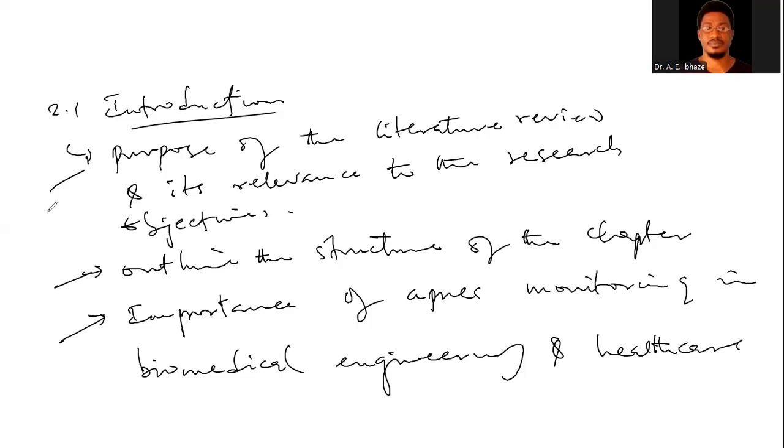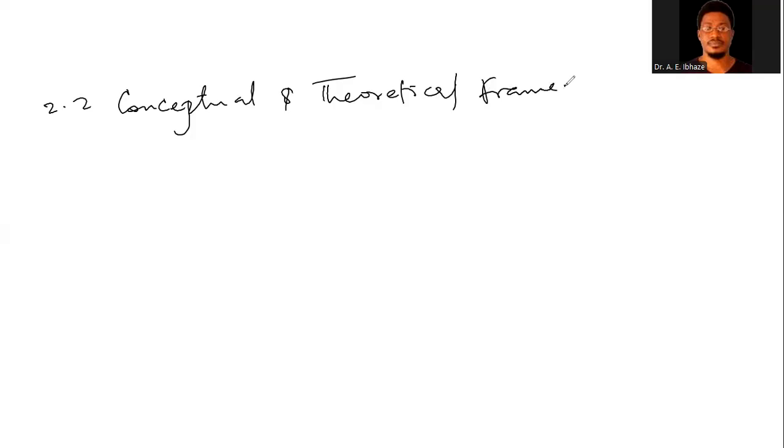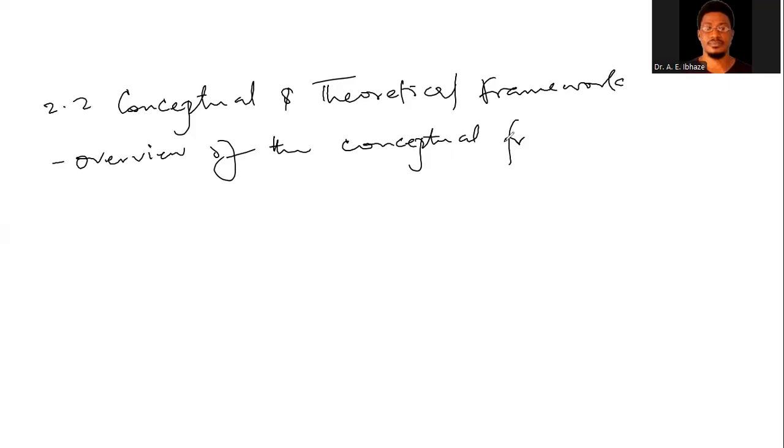Now, once we've done this, then we want to move on to 2.2, which is conceptual. Let's just merge conceptual and theoretical framework together. So what do we want to talk about here? Probably the first thing we want to do is to provide an overview of the conceptual framework guiding the research.